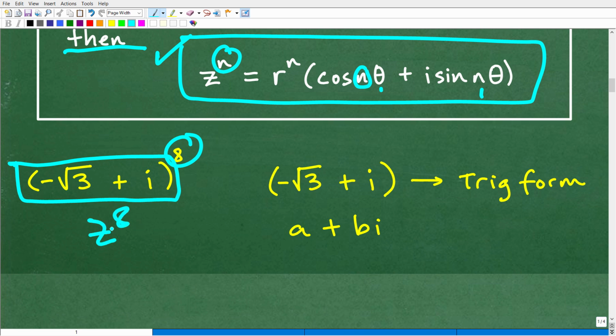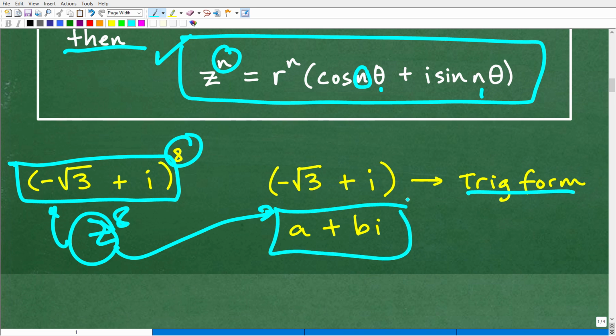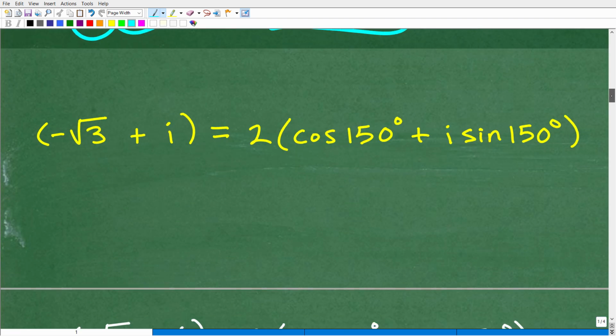We can't do anything until we write this complex number z into trigonometric or polar form, because currently it's in a plus bi rectangular form. And you know, most of the time we deal with complex numbers in this form, but in this case, we need to put this thing in a trigonometric form. This is a problem in and of itself, but I'm going to show you the answer, okay?